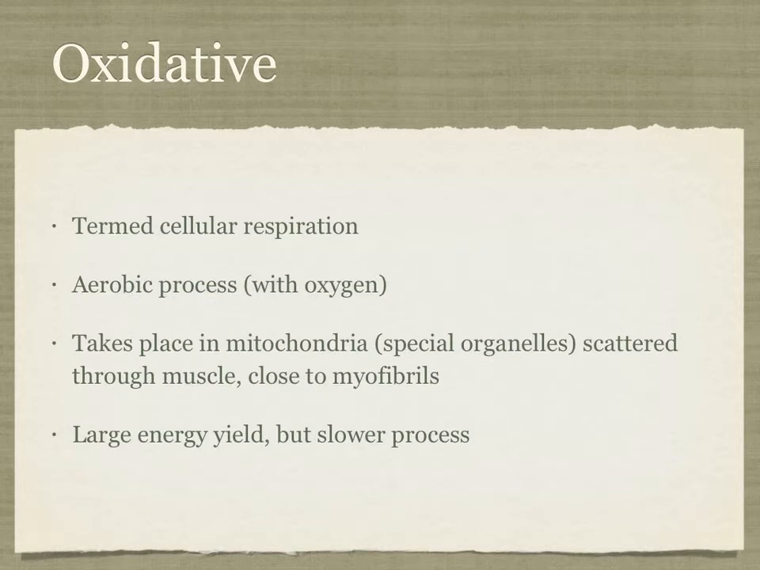We call oxidative energy production cellular respiration because it is using oxygen. Oxygen is present as we produce ATP. It takes place in the mitochondria, which are specialized organelles in the muscle cell, and we actually increase the number of mitochondria as we do aerobic training. And the oxidative energy production produces more ATP than is produced in the glycolytic system.